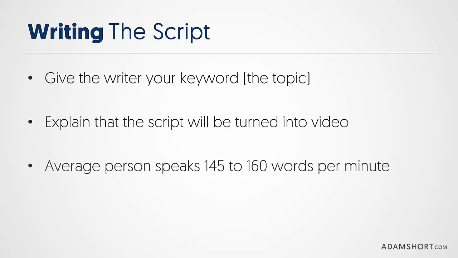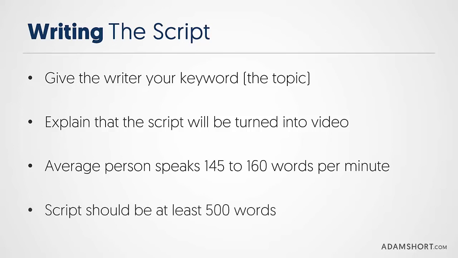Explain that what they're writing is going to be turned into a video eventually, just so they're aware. And also, the average person speaks 145 to 160 words per minute, and you want your video to be about 3 to 5 minutes. That's about the ideal length for YouTube. So the script that the writer turns over should be at least 500 words.